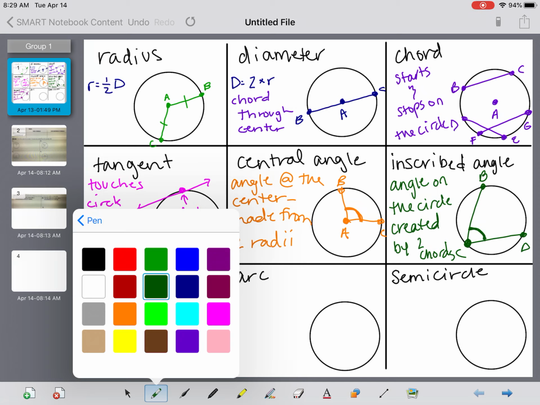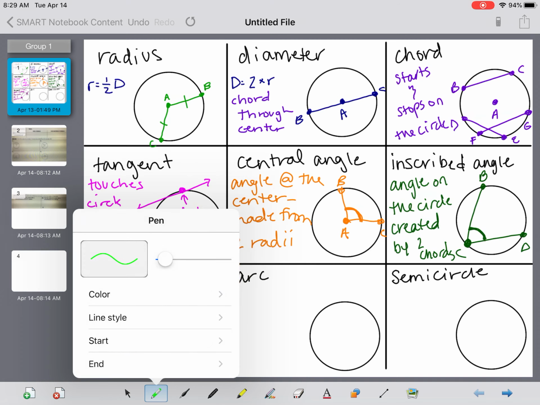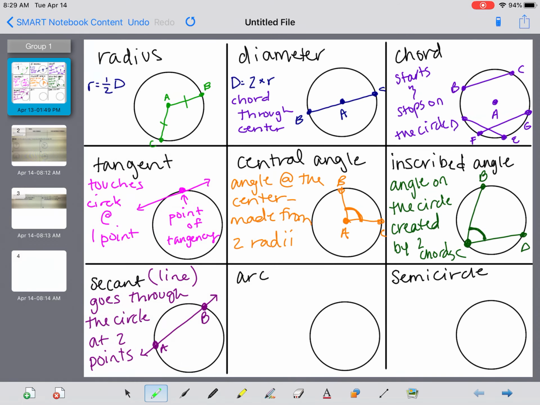All right, now let's talk about an arc. An arc is a piece of the circle. I want you to think about a pizza and think about the circumference of the pizza being a crust, and the arc would be one piece of crust. So like one piece of pizza, its crust. An arc is just a piece of the circumference.